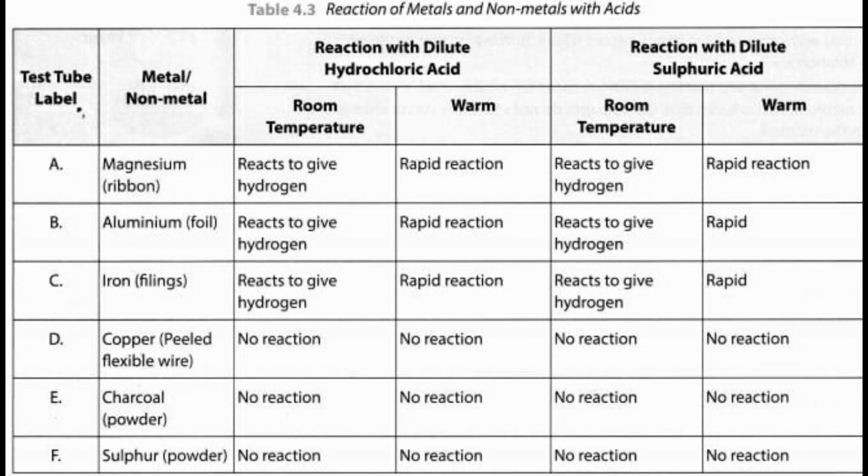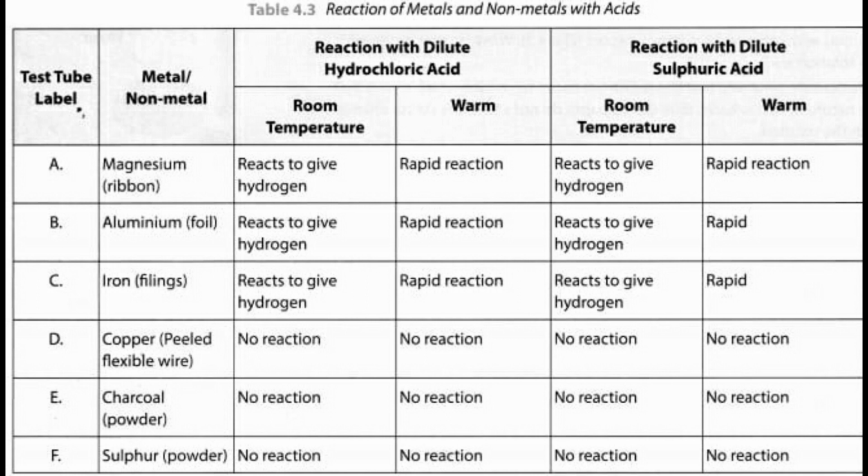Magnesium ribbon reacts with dilute HCl to form magnesium chloride salt and hydrogen gas. When you bring a burning splinter near the mouth of the test tube, it burns with a pop sound. This indicates the gas is hydrogen. The reaction takes place even at room temperature, and when you warm the test tube, the reaction takes place very rapidly. Magnesium ribbon also reacts with dilute sulfuric acid to produce magnesium sulfate as salt and hydrogen gas. When you warm this, the reaction speeds up, so that is a rapid reaction.